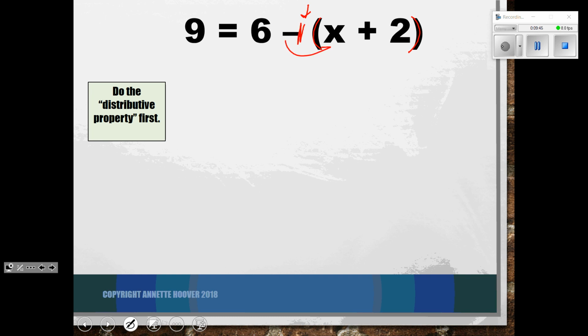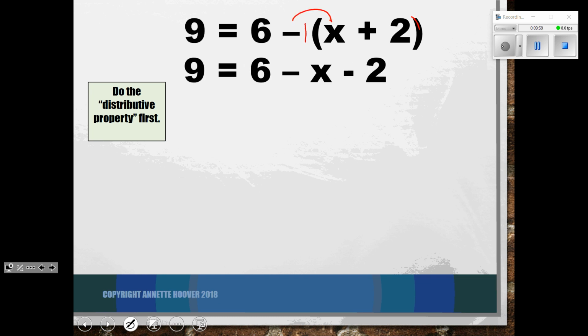So basically we're doing the distributive property. So we're going to multiply -1 times each one of those terms in the parentheses. That has to be our first step. So -1 times x is a negative 1x, which is the same thing as negative x. And negative 1 times a positive 2 is a negative 2. So I did the distributive property.